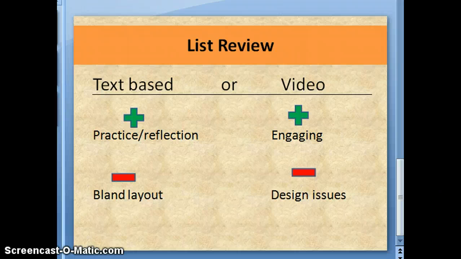When reviewing the entire list, I found that generally speaking, the text-based tutorials provided more scope for practice and reflection, which are important for concept building. However, the videos were generally more engaging for learners who might stumble over reading. I think this is because the video strips away words and focuses on the essential manipulations of the numbers.